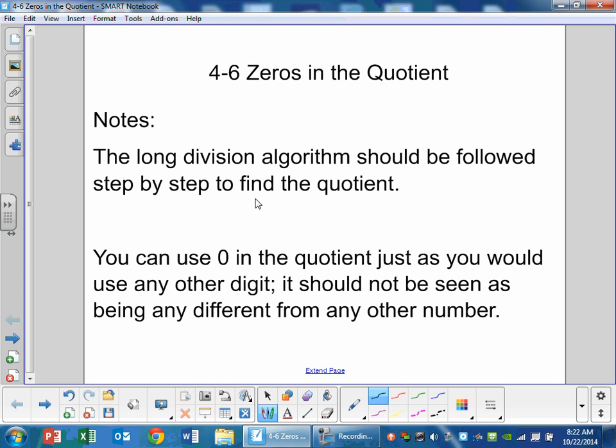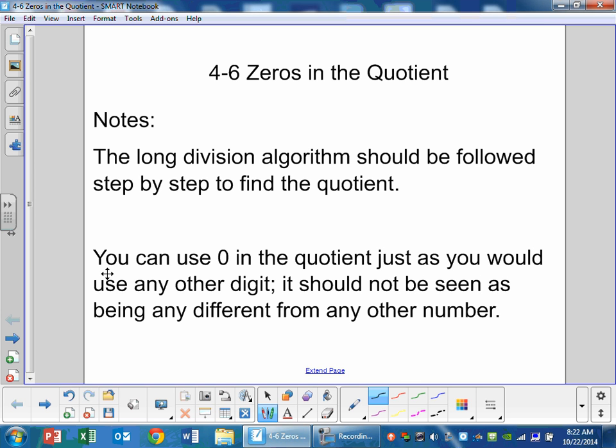The long division algorithm should be followed step by step to find the quotient. And you might be thinking, okay, zeros in the quotient, this is kind of a strange lesson. But the reason we're spending a whole lesson on it is because a lot of students get tripped up by putting the zero in the right place in the quotient.